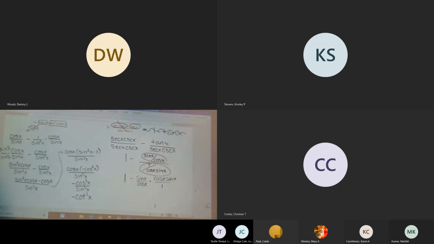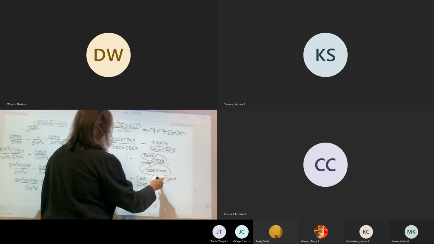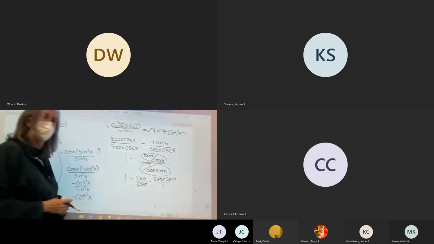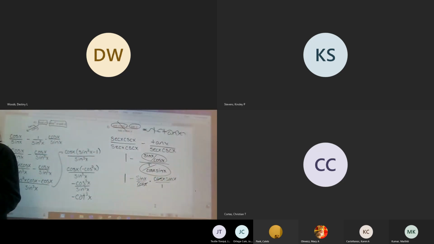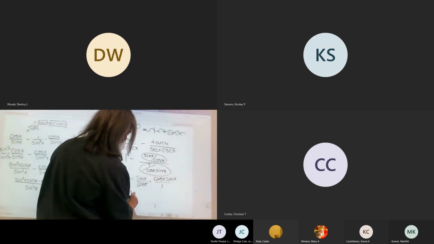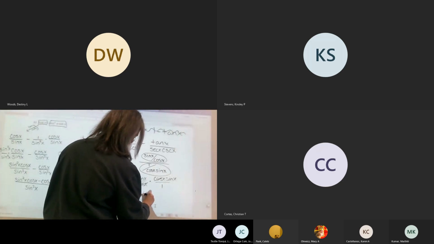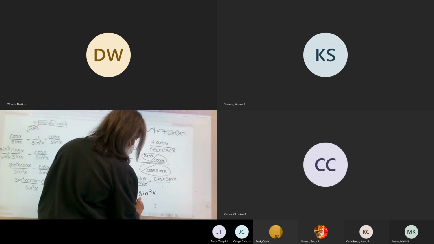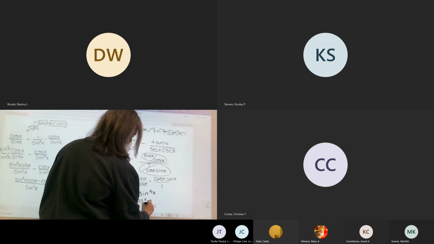Now, you notice, hopefully, that there's a cosine in the numerator and the denominator. You want to get rid of those. And what's left will be sine of x times sine of x, which is sine squared x. And all of a sudden, you should see a Pythagorean identity that just appeared out of nowhere. So you can write your answer as cosine squared x.